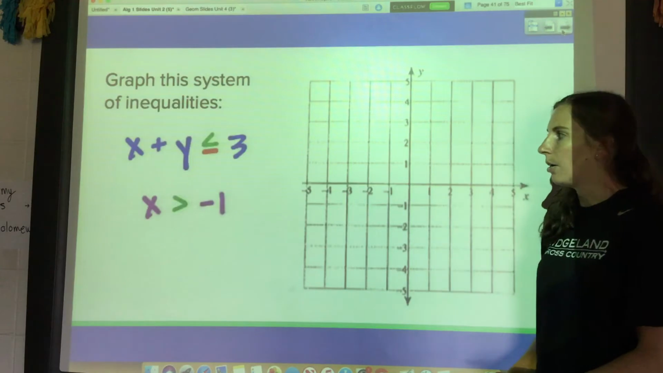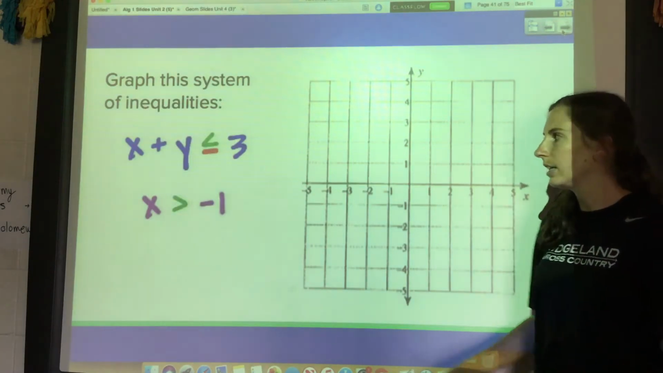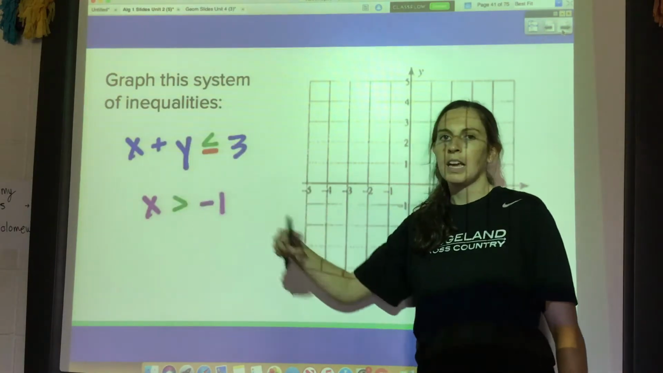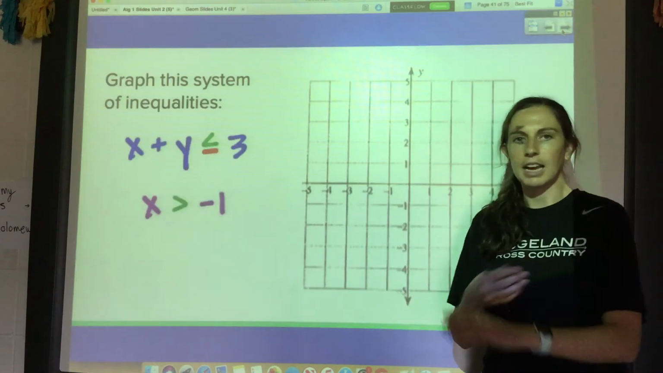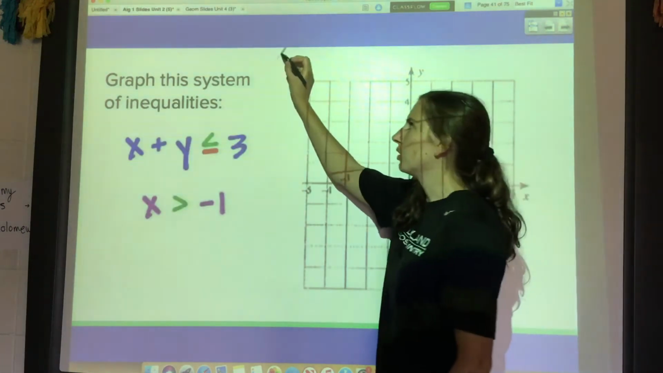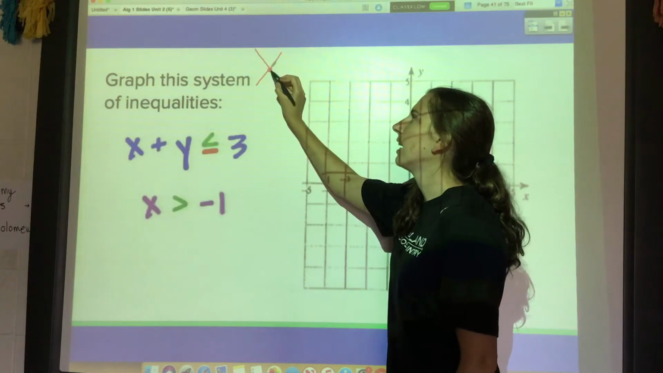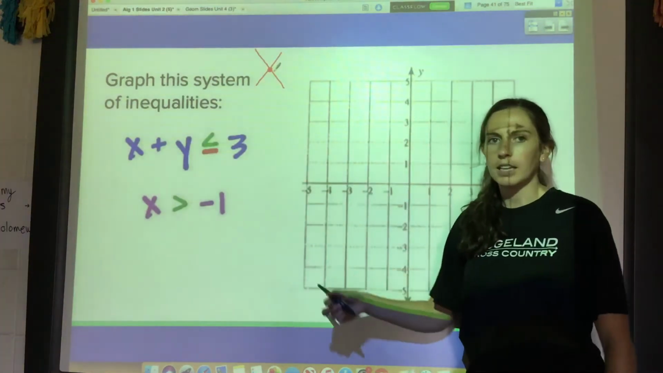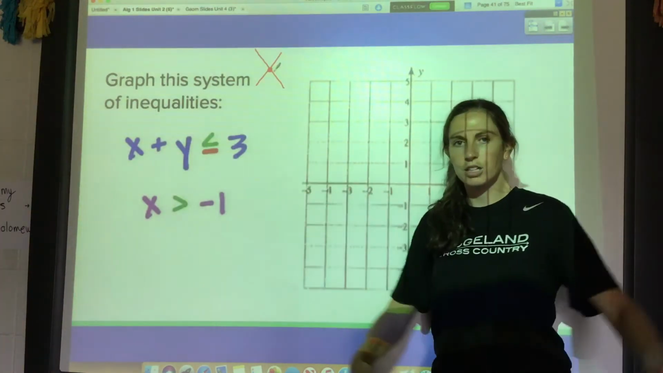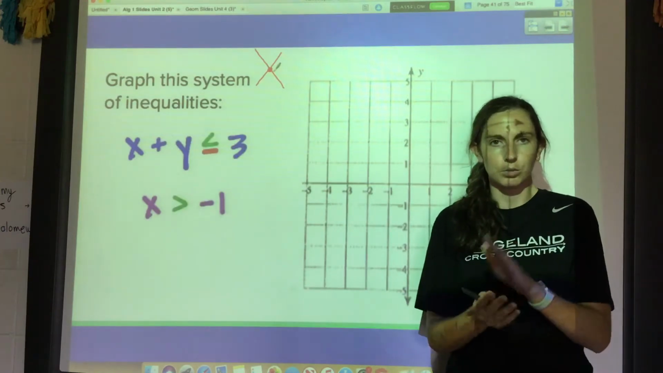So what you'll do is basically just graph both of them and see where they intersect. Just like with systems of equations, you graph the two equations and see where they intersect. With inequalities, you have one shaded region and another shaded region, and you see where those regions overlap.